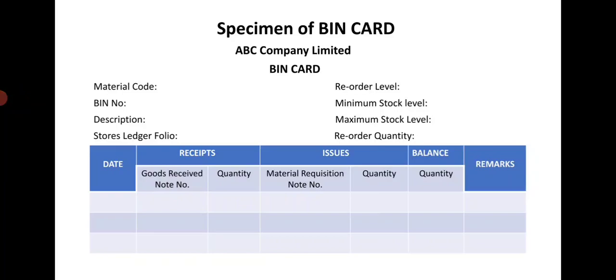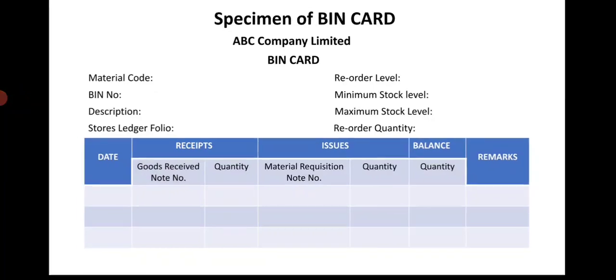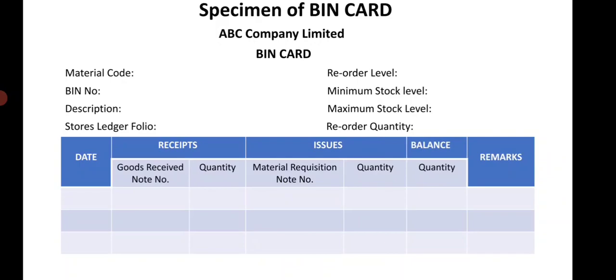So bin card contains 5 main columns. First one is the date, second one is receipts, third is issues, fourth is balance and last is the remarks column. In the receipts column we have goods received note and quantity, and in the issue column we have material requisition note number and quantity, and in the balance column only quantity is written.